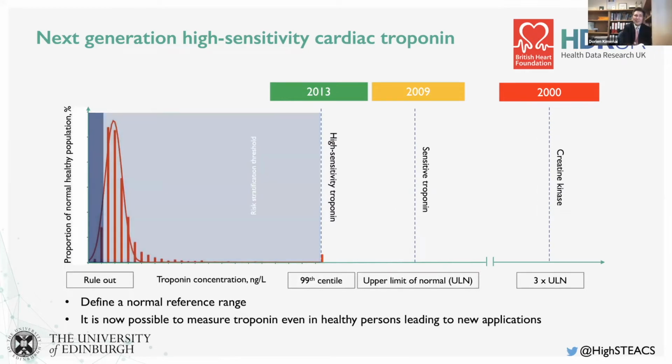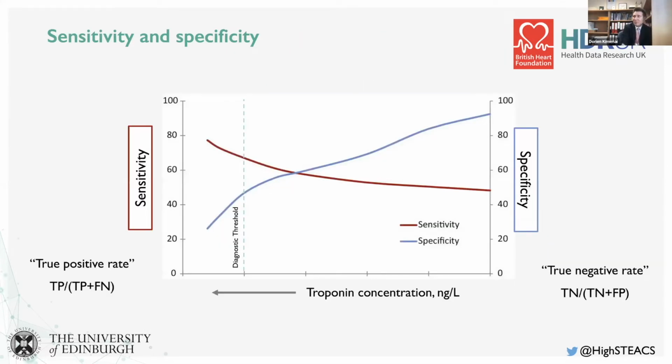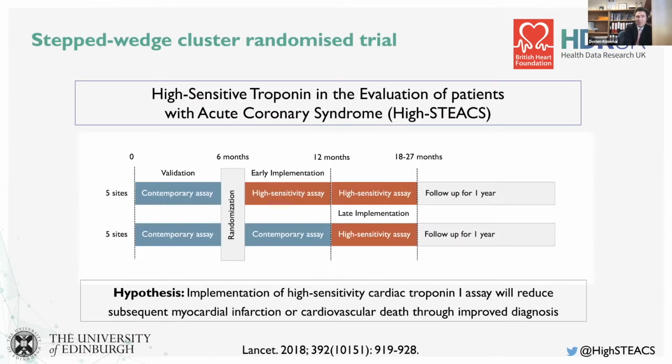And we now have tests that can measure cardiac injury even in healthy individuals, which presents an extra challenge for how we interpret them and differentiate what is an important and not important injury. And it's inevitable that if you continue to lower the diagnostic threshold for myocardial infarction, although the sensitivity will improve, the specificity will also decrease. And that raises a challenge for clinicians to know who to investigate and who to treat. So when it came to introducing high sensitivity cardiac troponin, we did it as part of a Stepped-wedge cluster randomized trial, which reported in 2018.